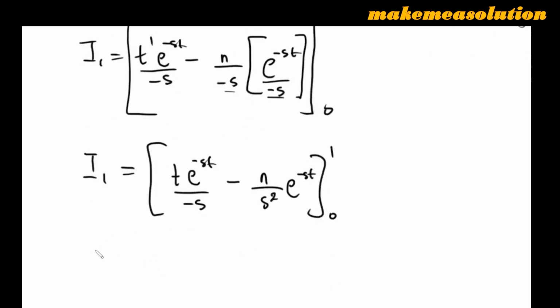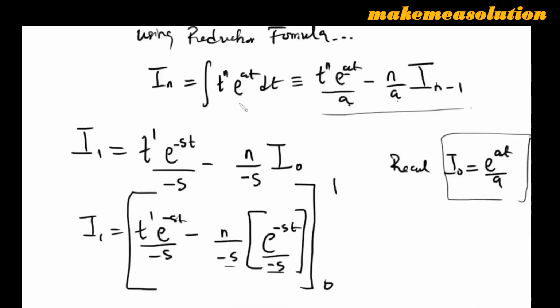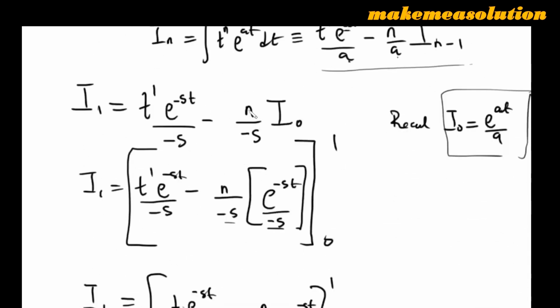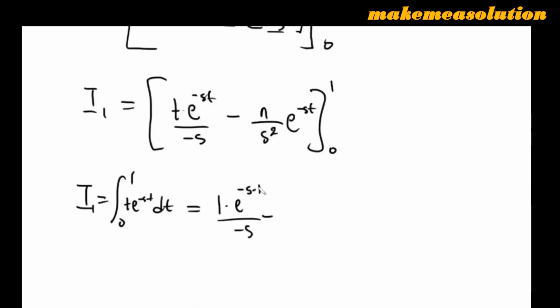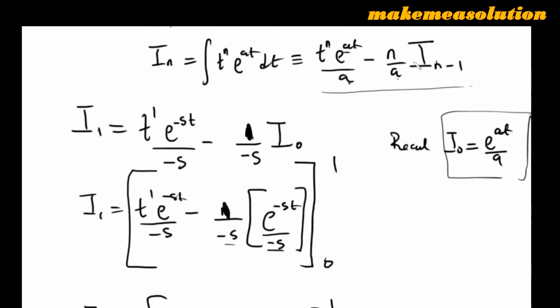So we can now apply the definite integral. I1 is the integral from 0 to 1 of t exponential minus st dt, which is a definite integral where the upper limit is 1. So you now have 1 exponential minus s dot 1 all over minus s and minus n. Why am I still writing n here? Somebody should have corrected me. Oh, sorry, you're not actually here with me. So this is 1 and this is 1. Thank you for that. So why is it 1? Because n is 1. So let's not make that mistake like I did.